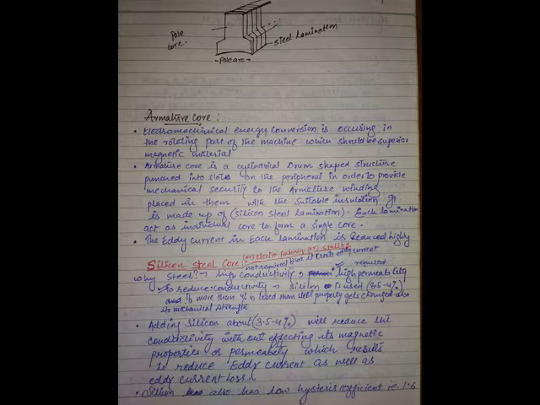Change the color and write on this point. The collection of current should be as sparkless as possible, which is known as successful commutation.